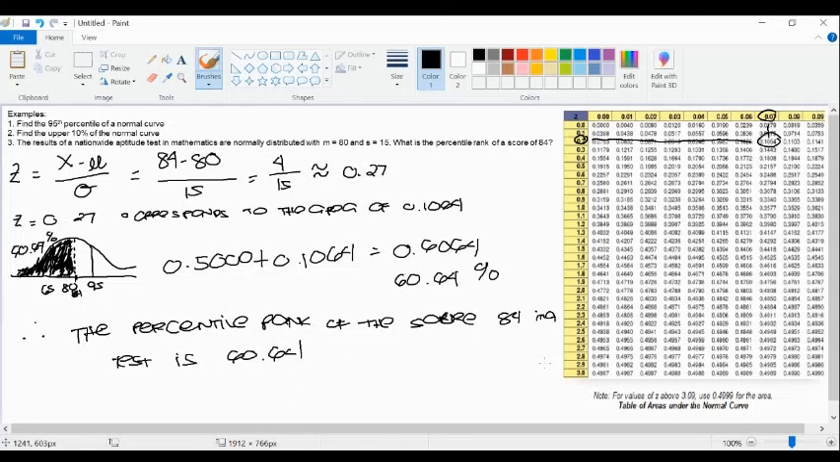So for our last lesson, we're going to discuss the application of the normal curve.